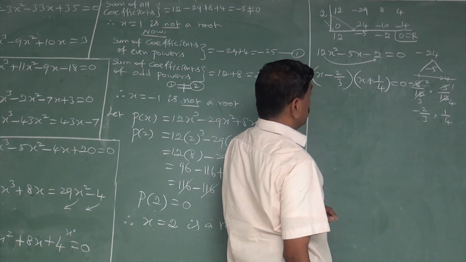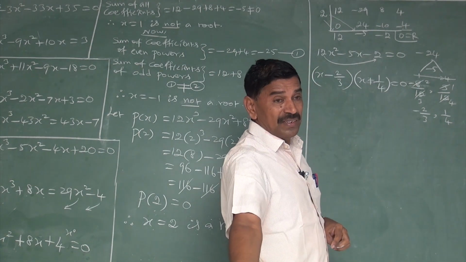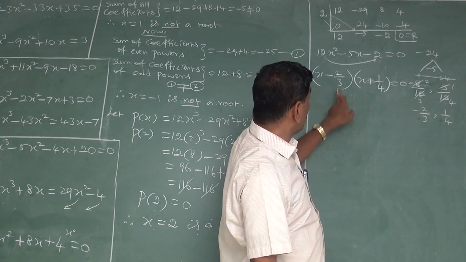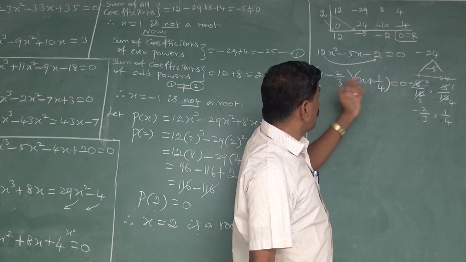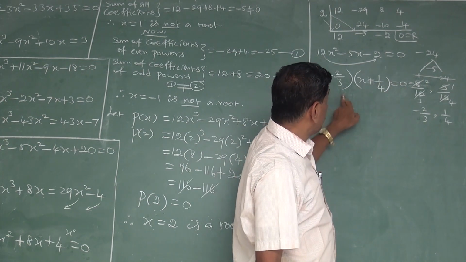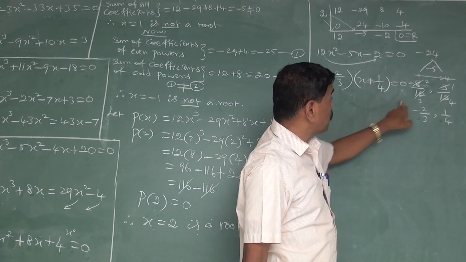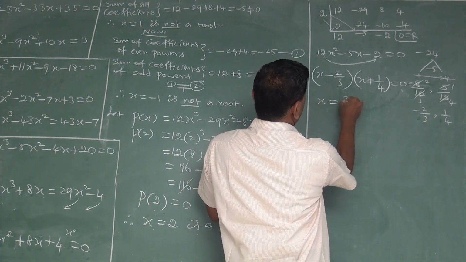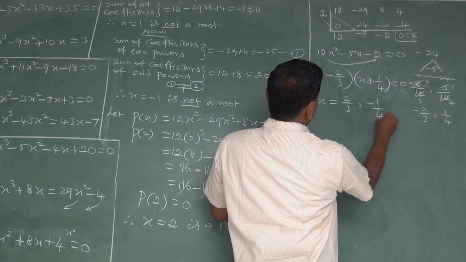Which is equal to 0. Now, next step yourself. Very good. 2 by 3 and minus 1 by 4 are the roots, because the product equal to 0 means either the first one equal to 0 or the second one equal to 0. Minus 2 by 3 goes to the right place, and plus 1 by 4 goes to the right, minus 1 by 4. One can write directly x equal to 2 by 3, comma minus 1 by 4.